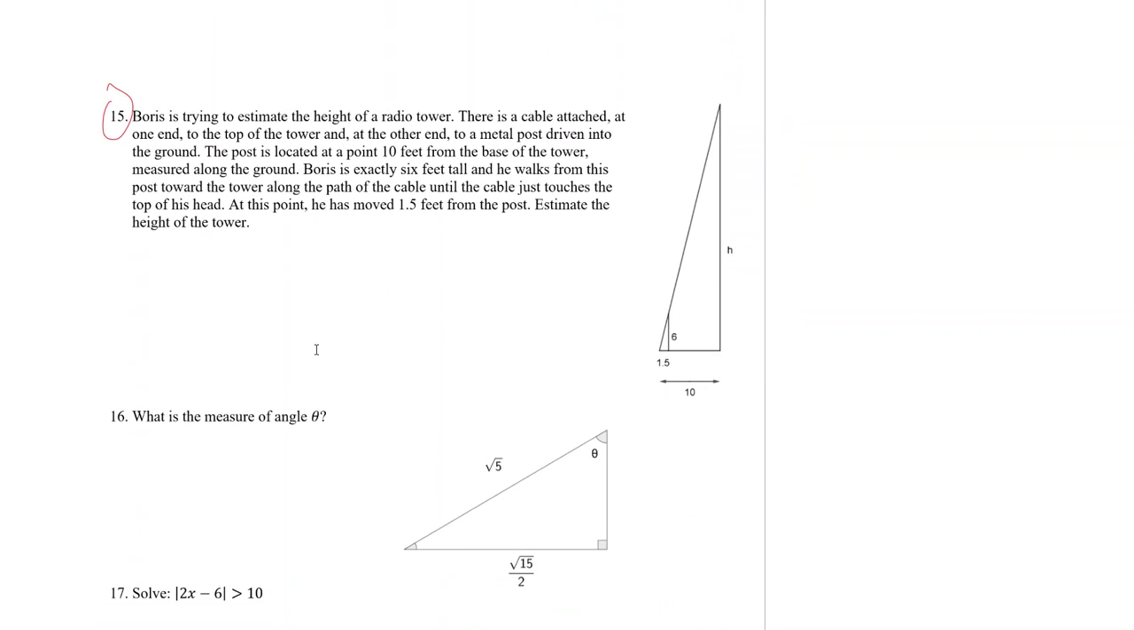All right, here, there are 2 similar triangles. There's this little triangle here with one side equal to 1.5. And there's this side equal to 6. And then there's a much bigger triangle that has this side equal to 10 and this side equal to h. h is the number we seek.